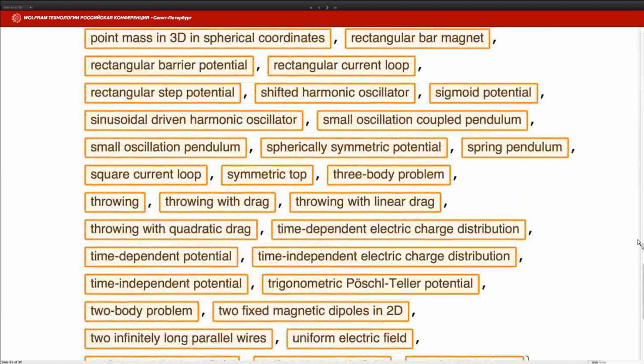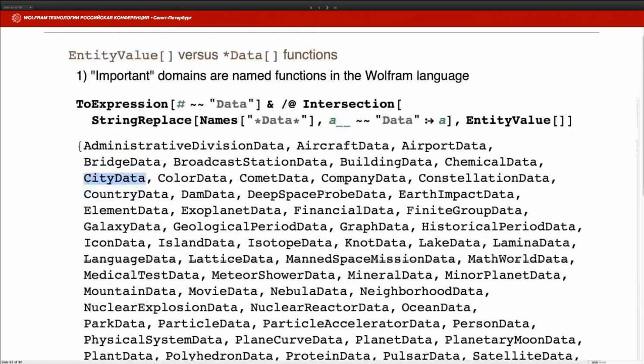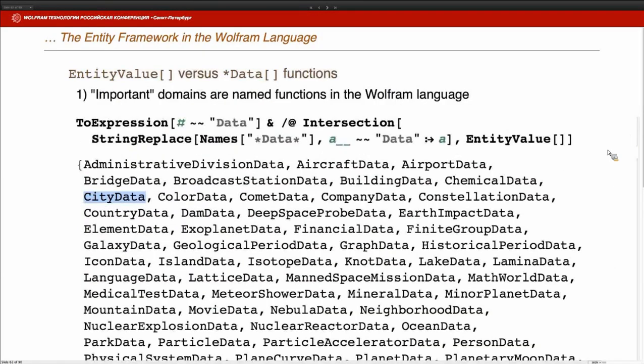There are many physical systems, as I already mentioned, and some of them are actually quite non-trivial. I come back to an example slightly later. So why do we have EntityValue on the one side and star Data functions? It seems a little bit not totally consistent. There are two reasons for this. One is important domains in the Wolfram Language. So they have a star Data function because it's something that everybody knows, like a country or color or city is something that really occurs a lot in the real world, people care about, and we have them as built-in functions.